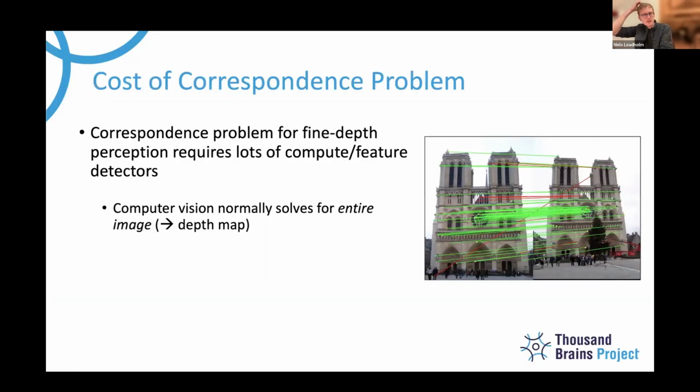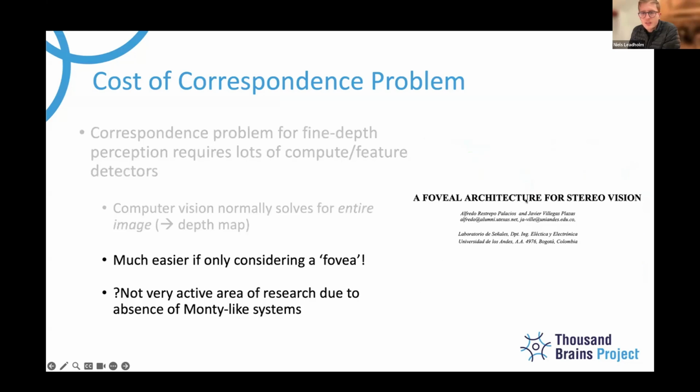And just a last note, going back to what I think's nice about how this all ties in with Monty. When you are solving this correspondence problem in computer vision, it's really computationally expensive and really challenging because they try to do it over the entire image. So, take something like these two images of Notre Dame, and you try to find every single point in the image that corresponds to a point in the other image. That gives you a depth map of the entire image. But we are concerned with a fovea, a narrow point of perception, and that would make the problem much easier and much less computationally expensive.